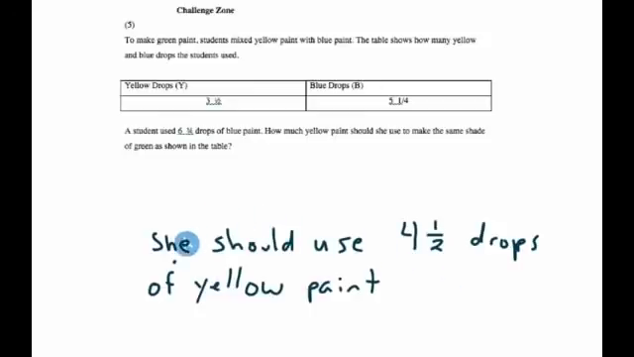So I'll go ahead and give you the answer to the challenge zone. She should use 4 1/2 drops of yellow paint. There would be a lot of different ways to arrive at this correct amount of yellow paint. If you have a way that you understand to get to 4 1/2, you're ready for an advanced grade on this test. But if you have questions on why the answer is 4 1/2, let me know, and I'd be happy to work on the challenge zone with you.